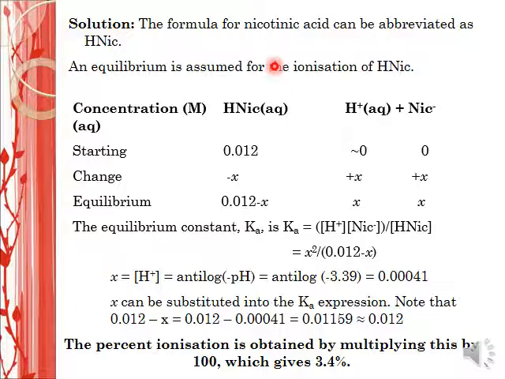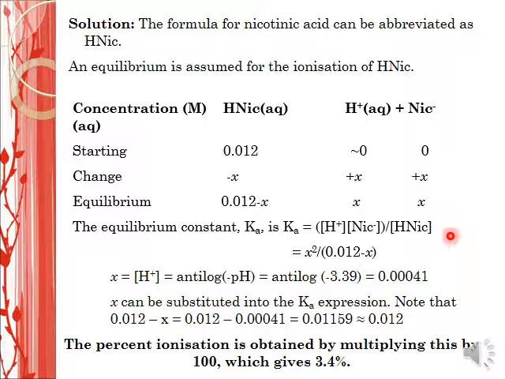Alright, how to solve this question? We can abbreviate because it's only referring to a monoprotic weak acid. Mono means only one ionizable proton. So HNiC refers to nicotinic acid. Writing the dissociation of nicotinic acid, you get H plus and also NiC minus.